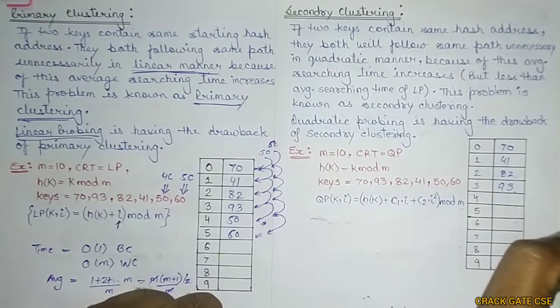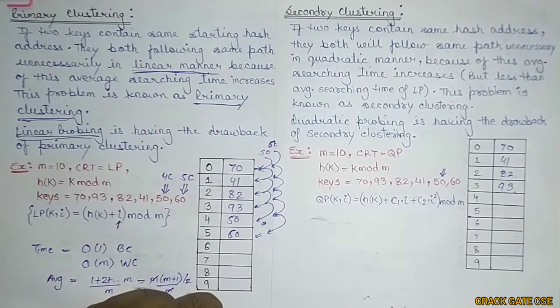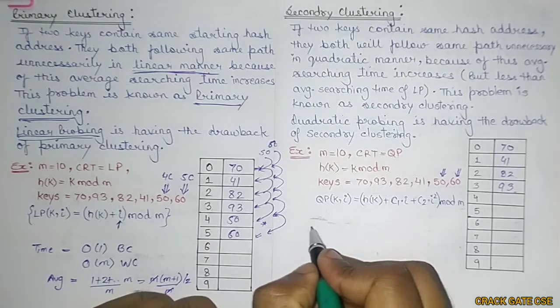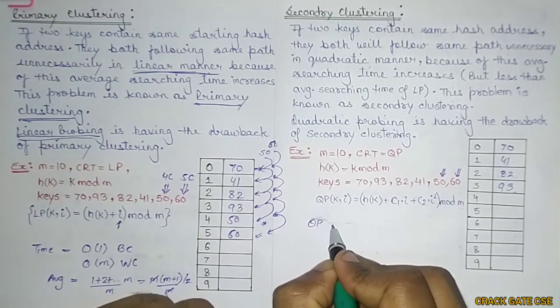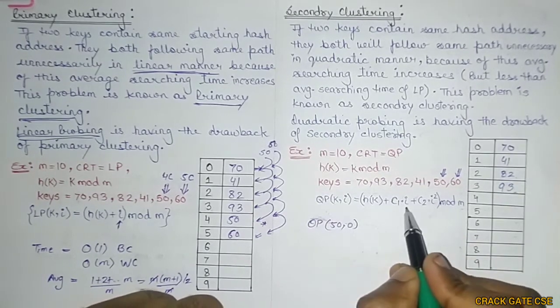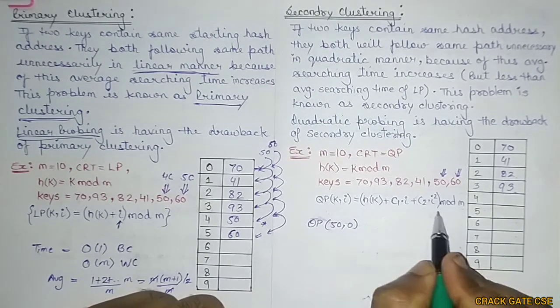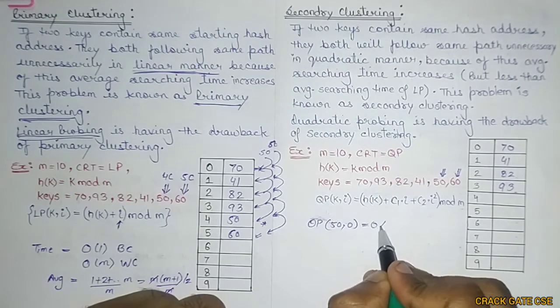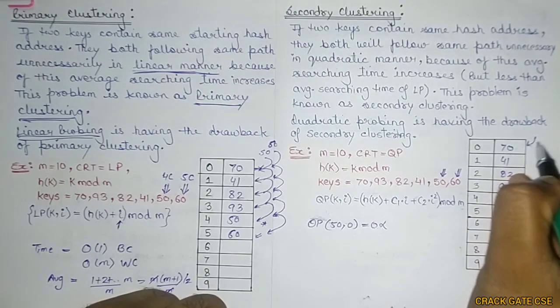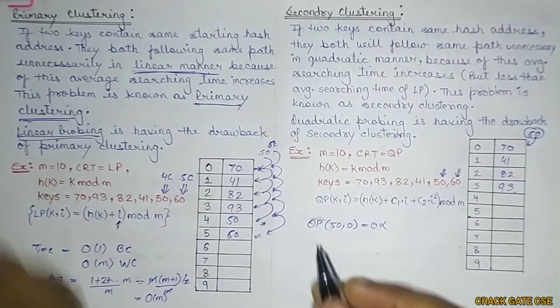So for now there is no such conflict. But if you check for 50 and if you check for 60, there will be a conflict, right? So let's find out how many conflicts can be there. If we find out quadratic probing of 50 comma 0, initially it will be 0 because the i value is 0. So h of k is nothing but 50 mod m, which is 0. So 0 mod m is 0. So 50 came here first, right? So there is a collision.